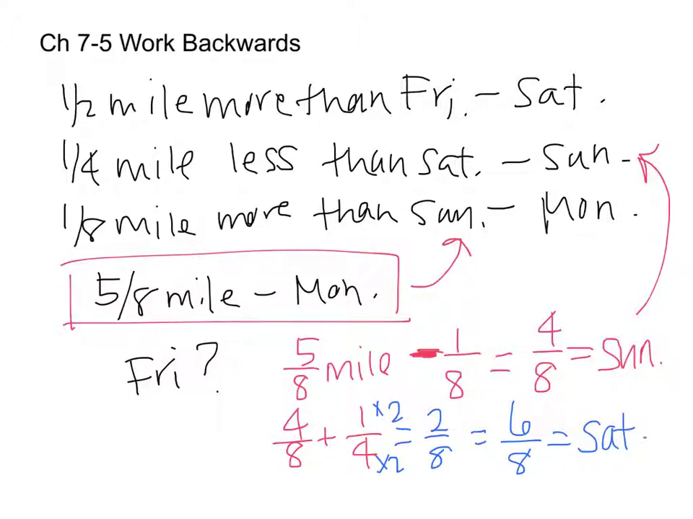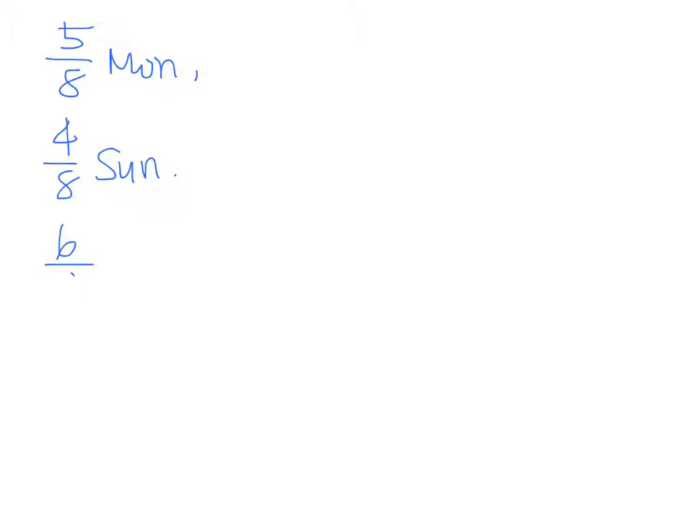So if we know that we have 5/8 on Monday, 4/8 on Sunday, and we just figured out that we have 6/8 on Saturday, we want to go from Saturday to Friday. It said it was 1/2 mile more on Friday. What operation do we have to do to figure out what Friday is? Nishant: You have to subtract 1/2 from 6/8. Very good, 6/8 minus 1/2.